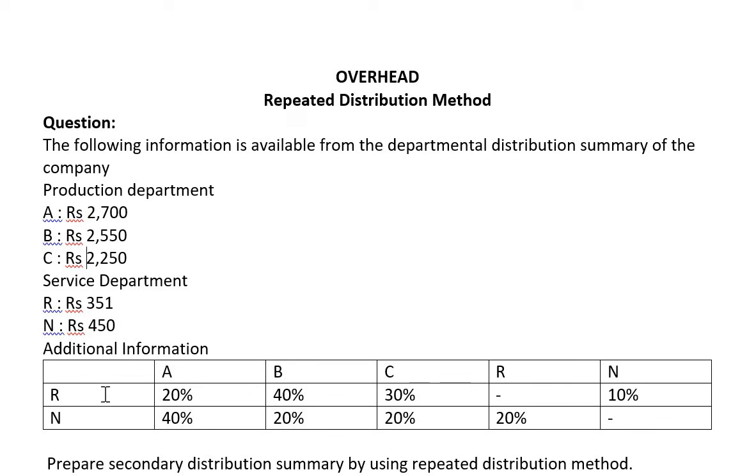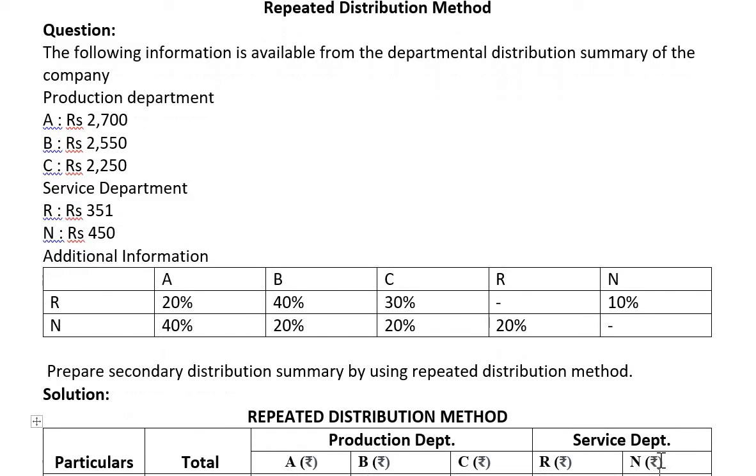Additional information is given that expenses of R are to be distributed among three production departments A, B and C and one service department N in the ratio of 20%, 40%, 30% and 10%, and expenses of service department N will again be distributed among the production departments A, B and C and service department R in the ratio of 40%, 20%, 20% and 20%. We have to prepare the secondary distribution summary with the help of repeated distribution method. So let's see how we are going to solve it.